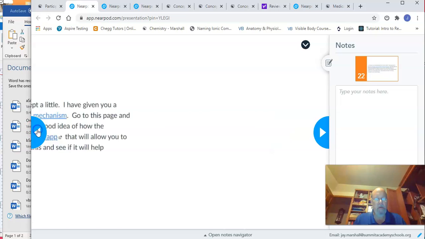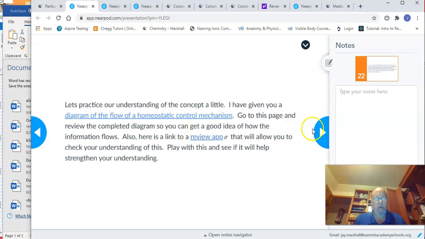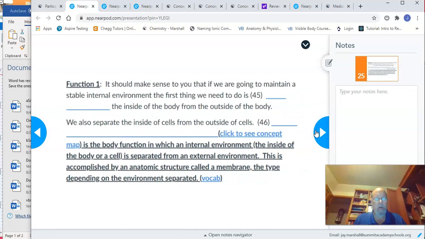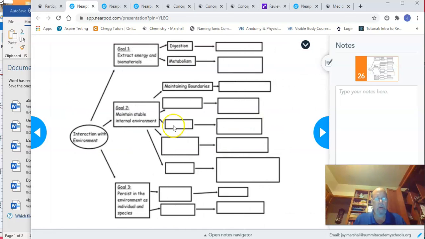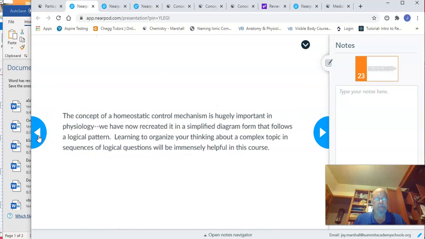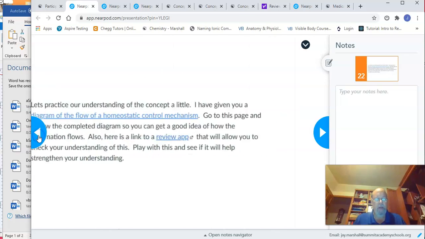Oops. Where did it go? Okay, guess I took it out.